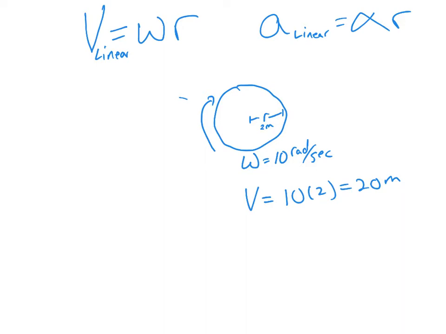Alpha works the same way. If you're accelerating at 10 radians per second squared, the acceleration would work the same way. Acceleration would just be 10 times 2.